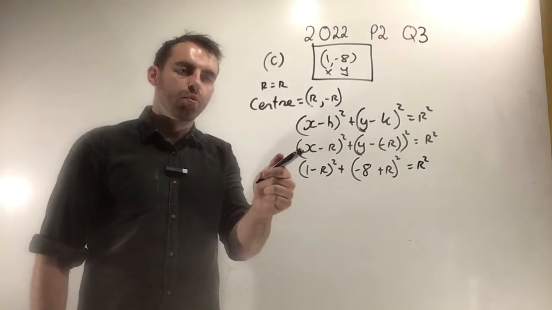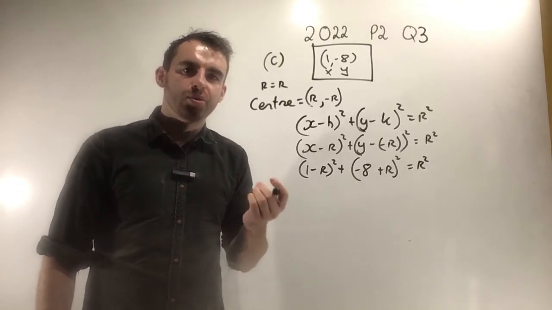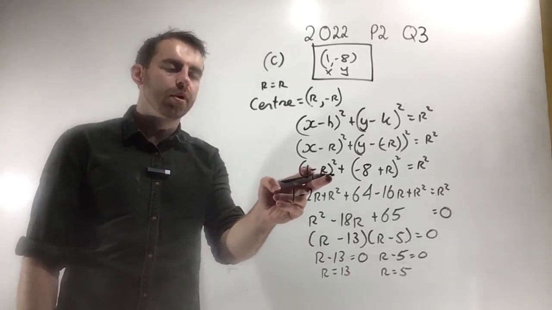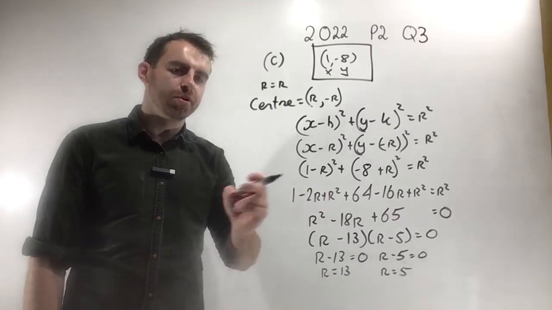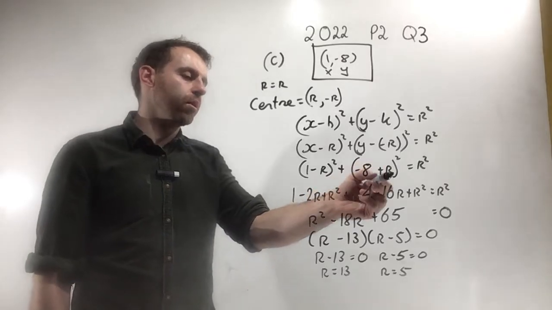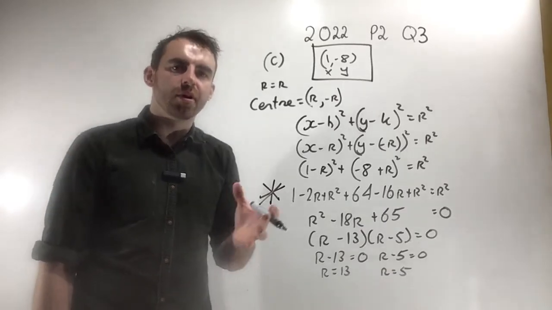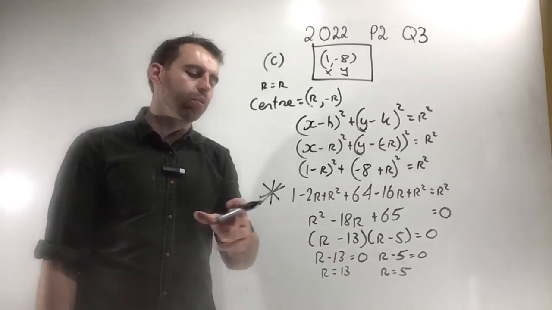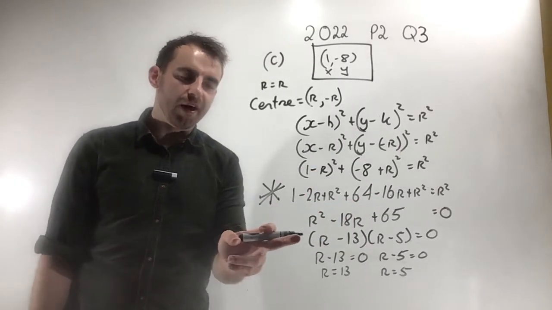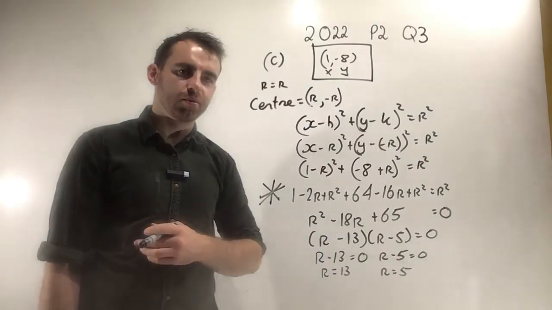Now life is simple. I've got one equation and one unknown. We're just going to multiply this out. It's going to become a quadratic equation which we can factorize and solve. If you multiply 1 minus r by 1 minus r, you'll get 1 minus 2r plus r squared. If you multiply minus 8 plus r by minus 8 plus r, you'll get 64 minus 16r plus r squared. At this stage, we just have an r squared, an r, and a number, so we've got a quadratic equation. I move everything to one side and group my like terms. You get r squared minus 18r plus 65. If you factorize and solve your quadratic, your two possibilities for r are r equals 13 or r equals 5.